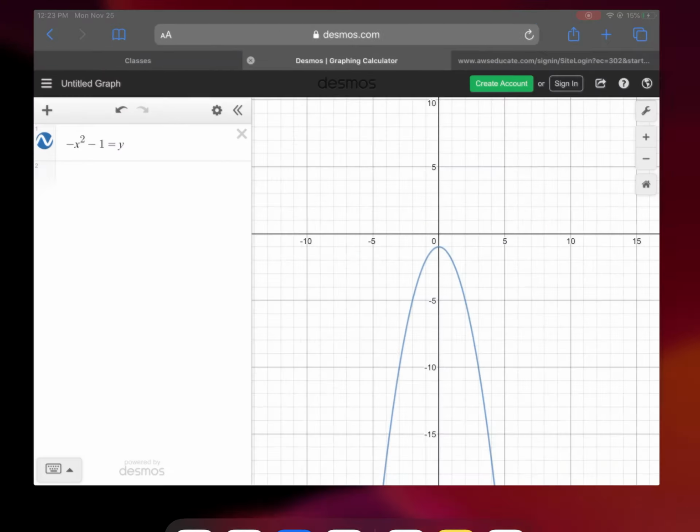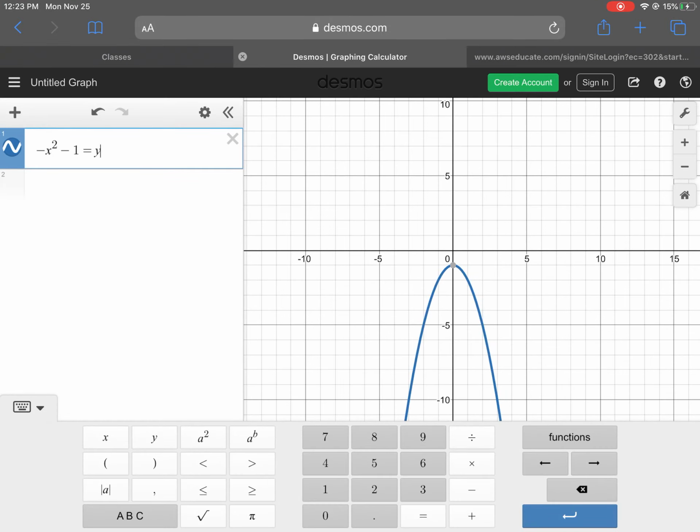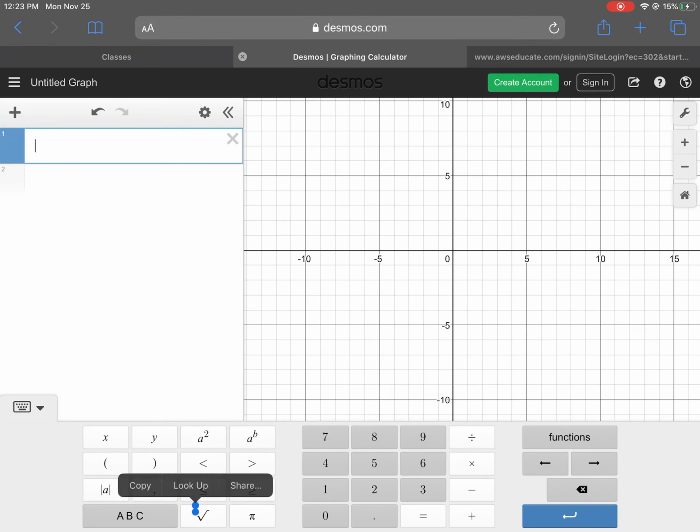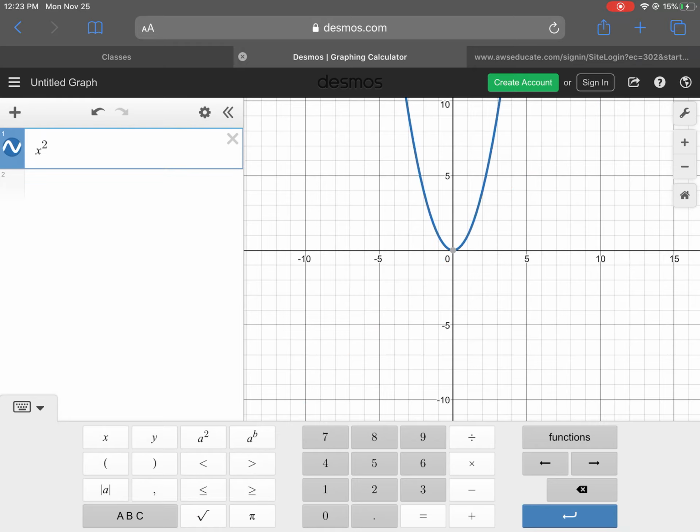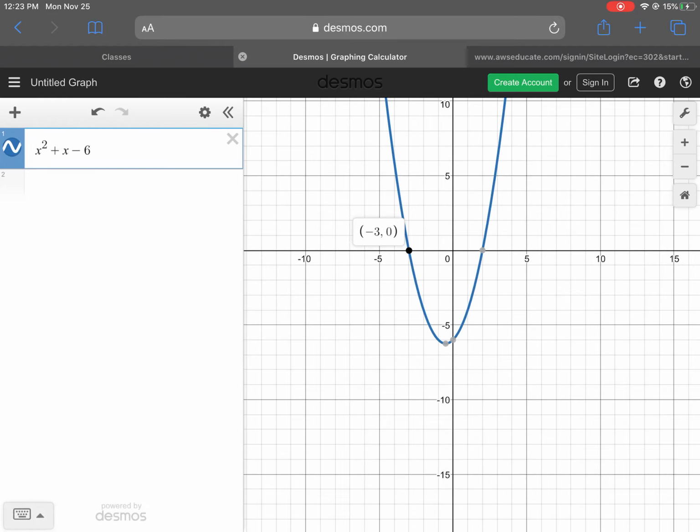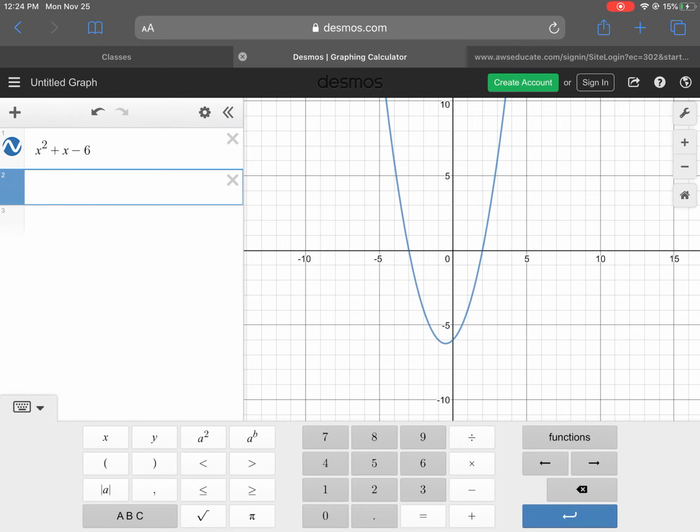X squared plus x minus 6. We have x squared plus x minus 6, and this is our parabola. Our roots occur here and here. So y is equal to 0 at x equals minus 3 and x equals 2.